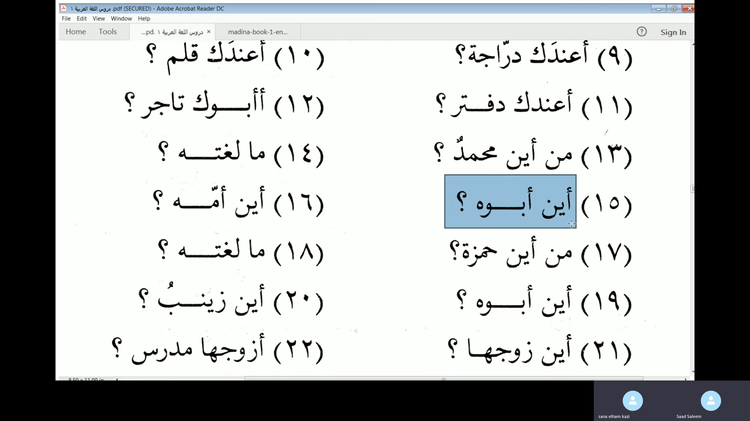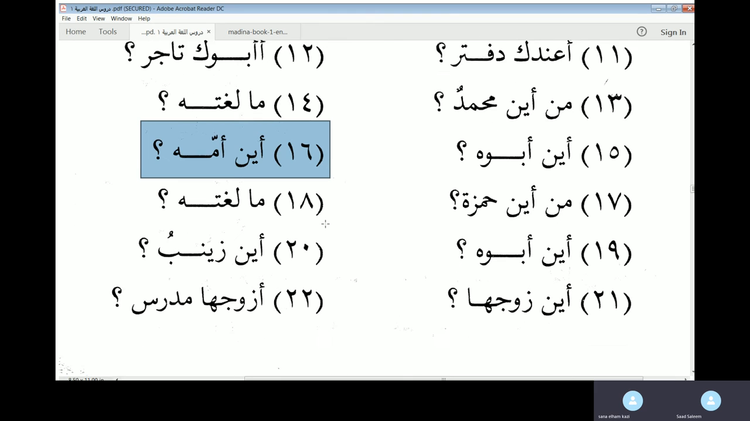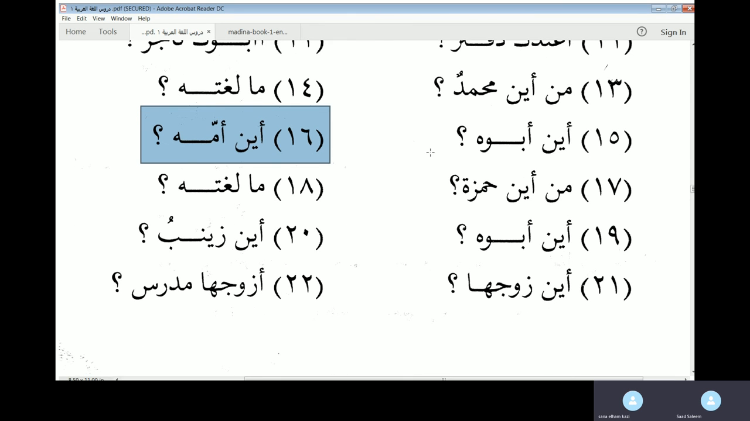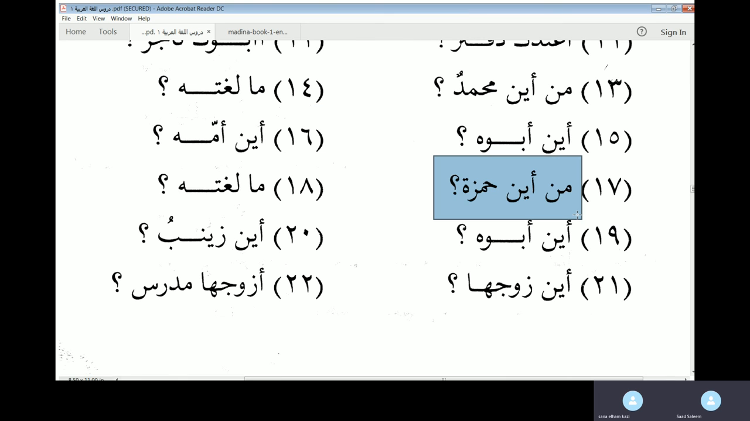Aina abuhu, where is his father? His father is abuhu. Yes. Abuhu fil Hindi. Okay. Aina ummuhu? Where is his mother? Ummuhu aizan fil hindi. Min aina Hamzatu? Where is Hamza from?